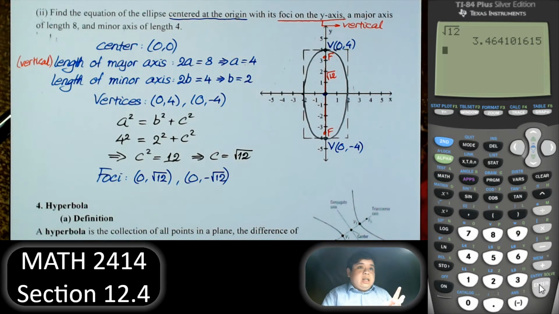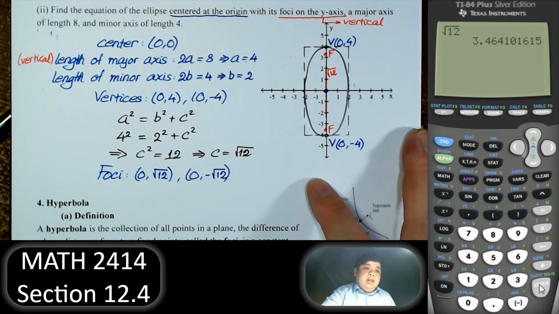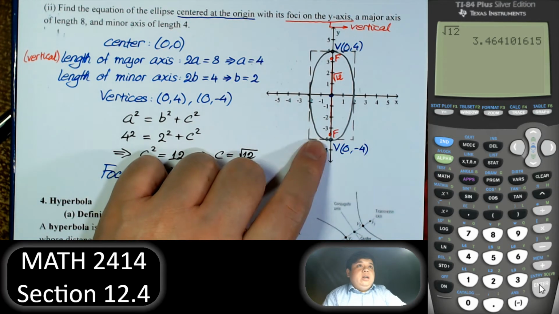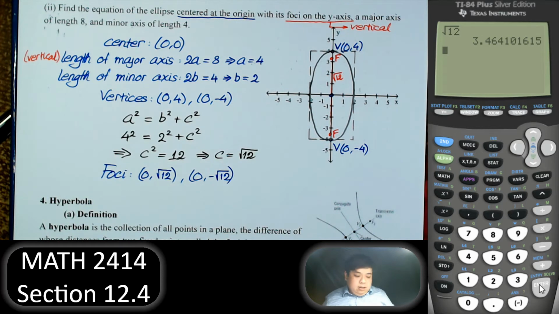So 2 vertices, 2 foci, and the center, all of them will align on the major axis. The minor axis doesn't consist of anything. Right. So it will be helpful when we draw the ellipse, we draw the box like that.